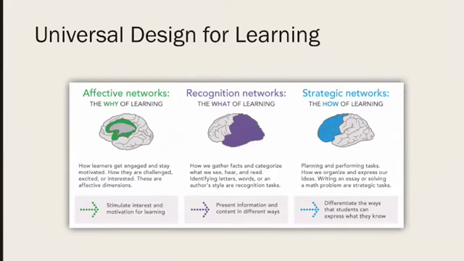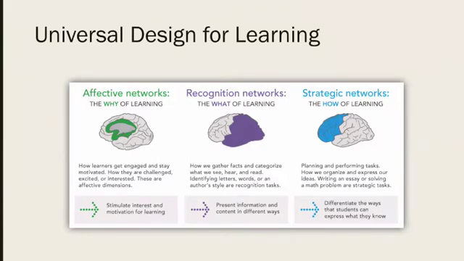The recognition networks are way at the back of the brain. That's where we see things, where we perceive things, where we hear things. All of that is in the back of the brain. And that's why we design for variability within the recognition network. So we want to design for people who may not be able to see what we are presenting visually. We want to let people understand what we're presenting with something for people who can't necessarily hear.